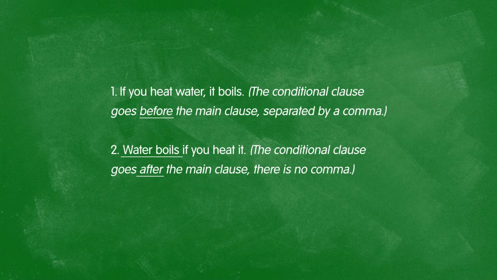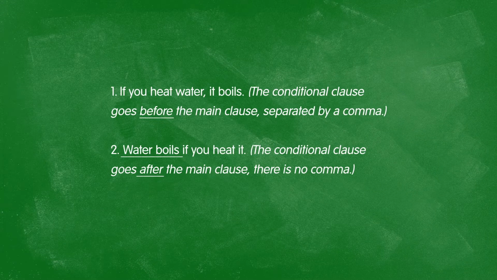If the conditional clause, a form of subordinate clause, comes first, we need a comma to separate it from the main clause: if you heat water, comma, it boils. However, if the conditional clause comes at the end of the sentence, a comma is not required: water boils if you heat it, no comma.